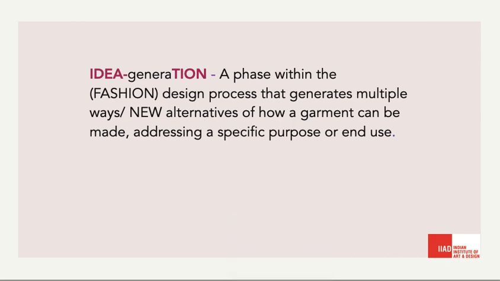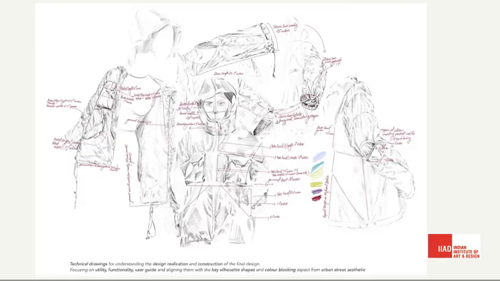Ideation is idea generation, a phase within the fashion design process that generates multiple ways, new alternatives of how a garment can be made, addressing a specific purpose or end use. This is an example where an ideation is shown by sketching on paper. In fashion, we ideate keeping the body in mind. The first step towards this, in most cases, however, starts by simply generating ideas on paper. First, think two dimensionally and then three dimensionally.